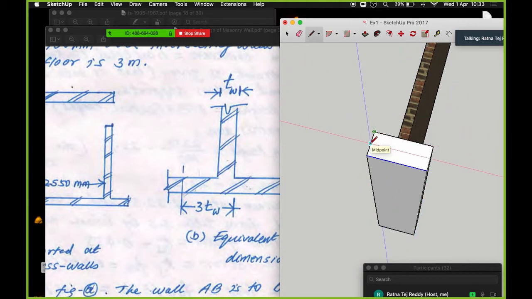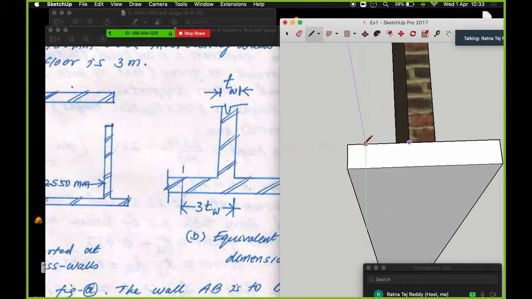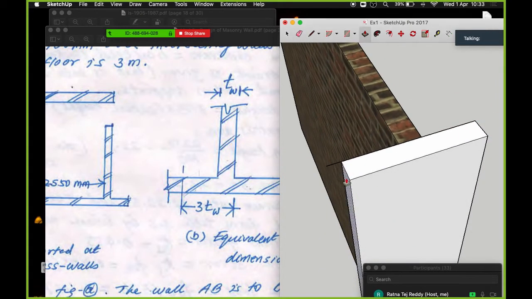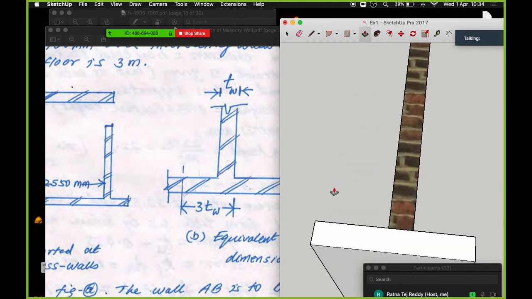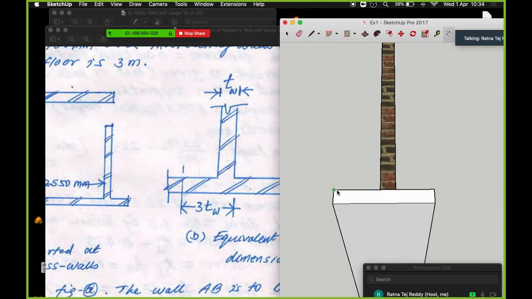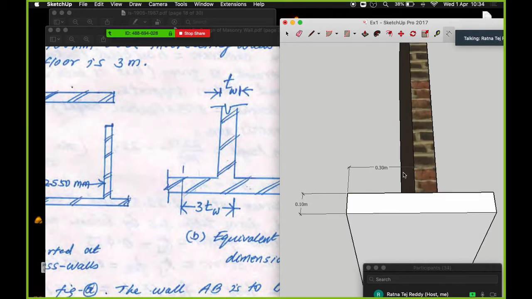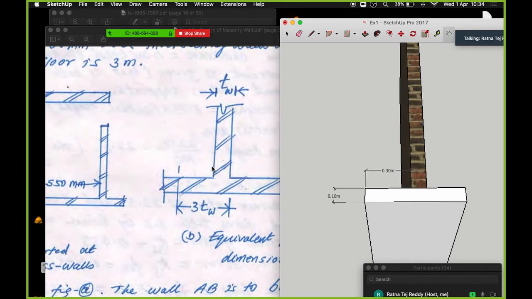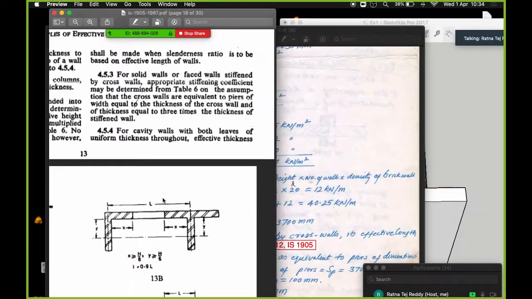Let me just put 0.10 meter. So that is over here. And this should be 300 mm. Let me just pull that to this point. So as you can see, the thickness of the pier over here is 100 mm, and this is 300 mm. The width of the pier is equal to the thickness of the main wall, and the thickness of the pier is equal to 3 times the thickness of the main wall. That is what is represented in this hand-drawn diagram as well. So now that you got that logic, let me take you down to the code.